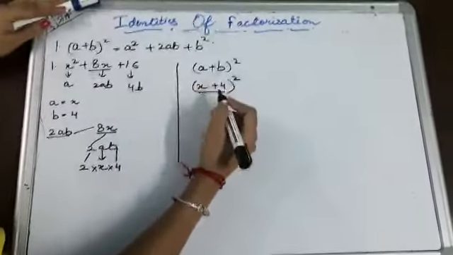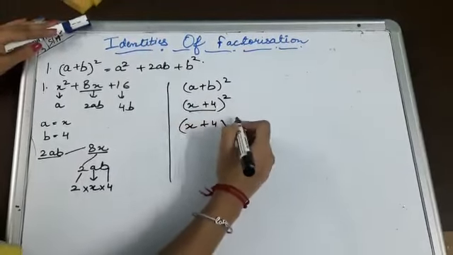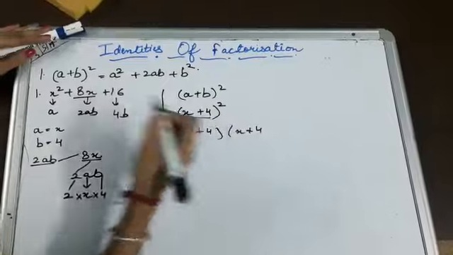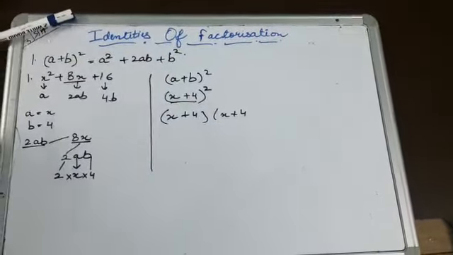So what is the factorization? That is (x plus 4) and (x plus 4). So let's take another example.